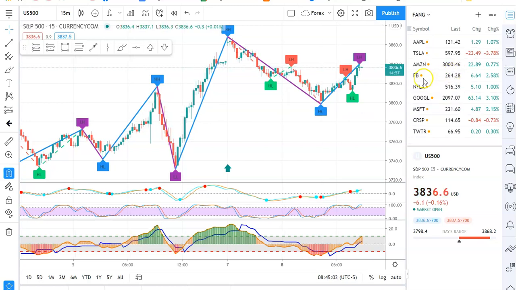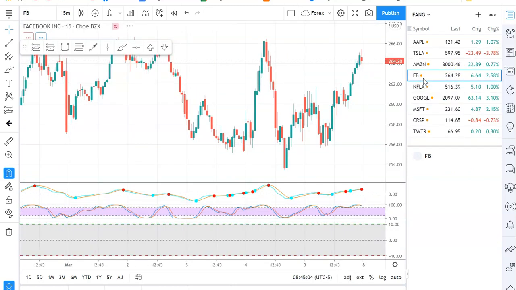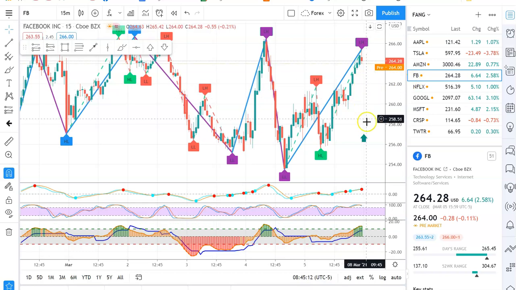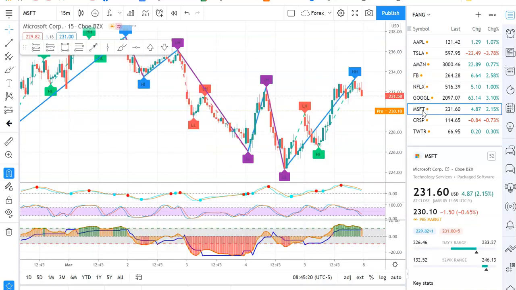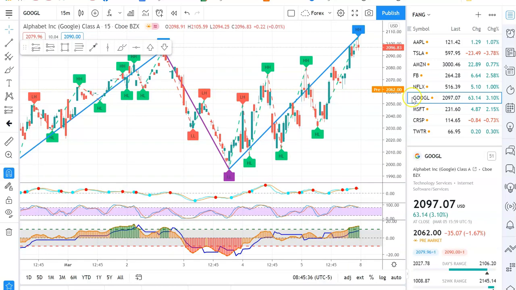FANG stocks. Let's look at Facebook. That's what I'm going to be looking at. And we hope for the open to see a green bar, and we should go long. Microsoft is another one. Looking for that green bar going to get above Friday's high. And Google. Same thing here. We're looking for a green bar.